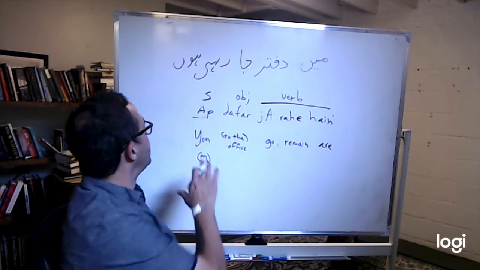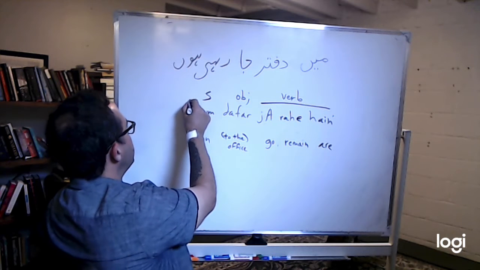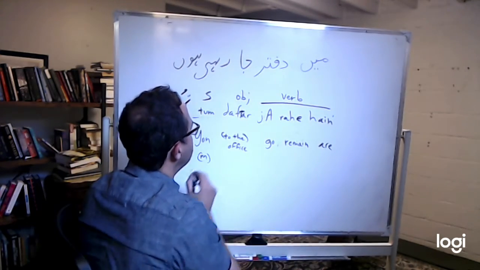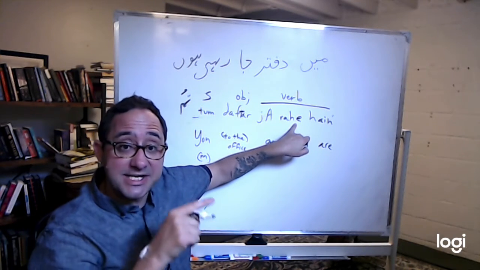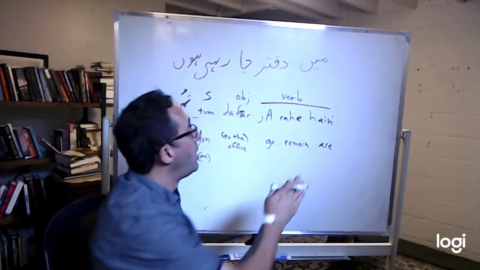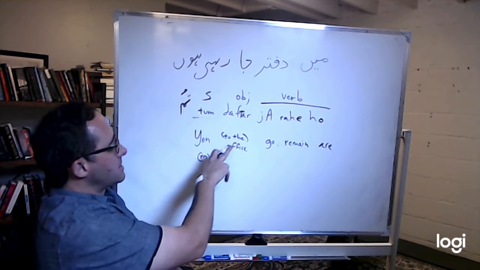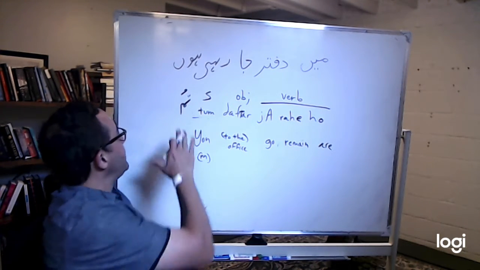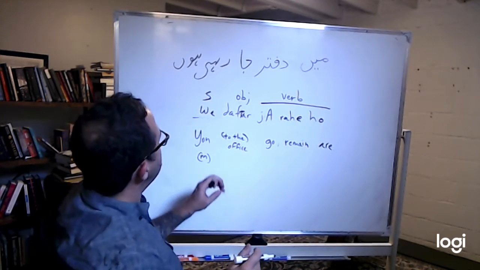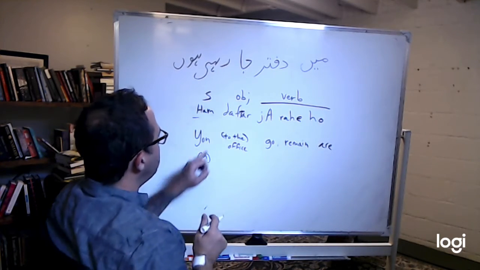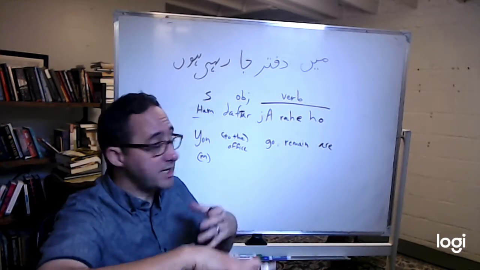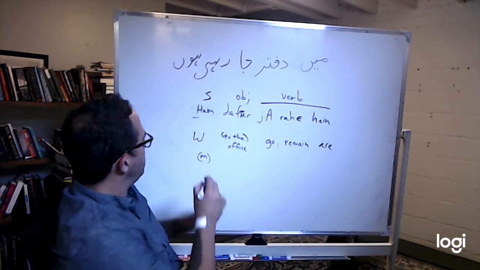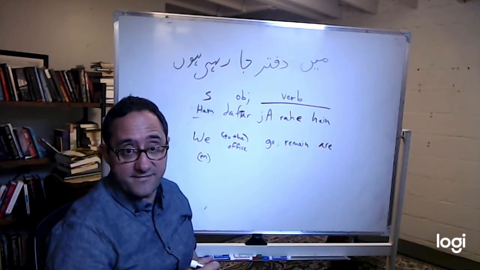Now, let's try tum. How do I write tum? Like this. Tum daftar ja rahe ho. It needs to stay masculine plural because tum is plural. You, male, to the office, go remain are. But it's tum. Okay? What if it's hum, we? Hum daftar ja rahe hain, and we're all men, or we're a mix of men and women. We, male, to the office go remain are.